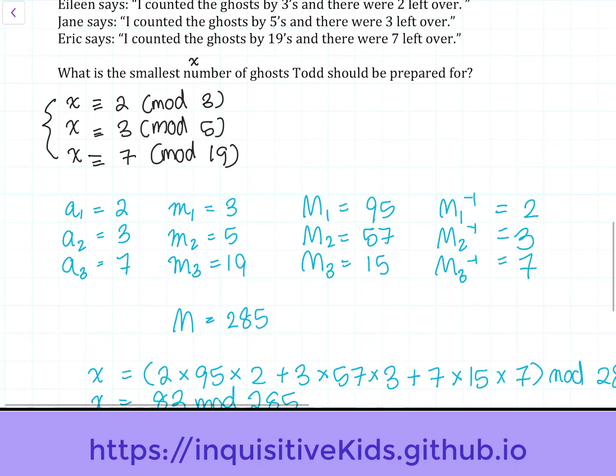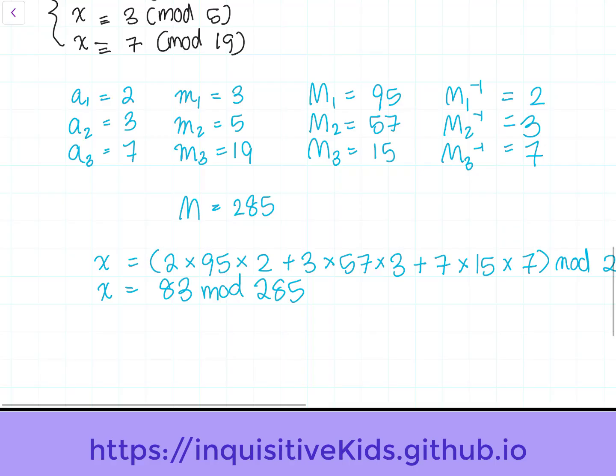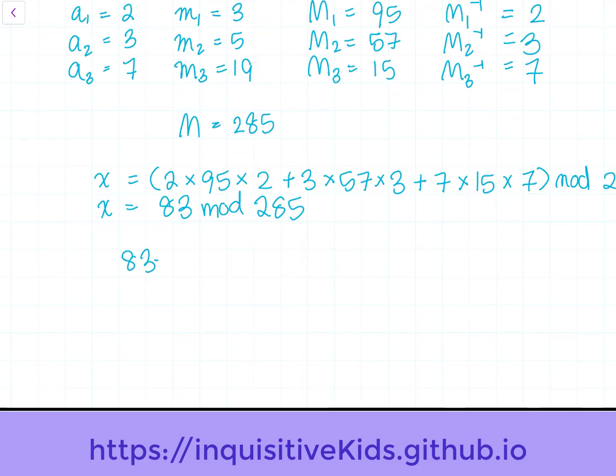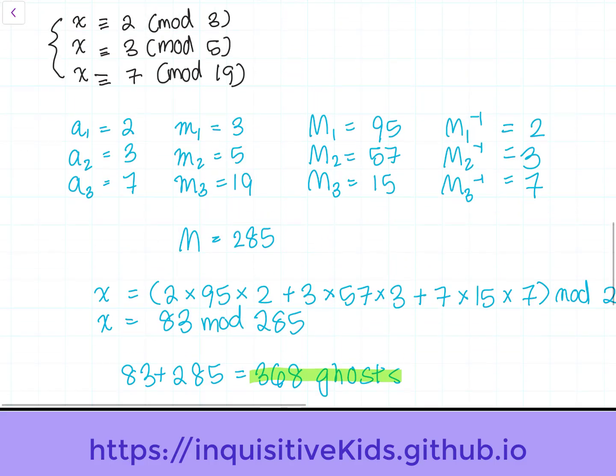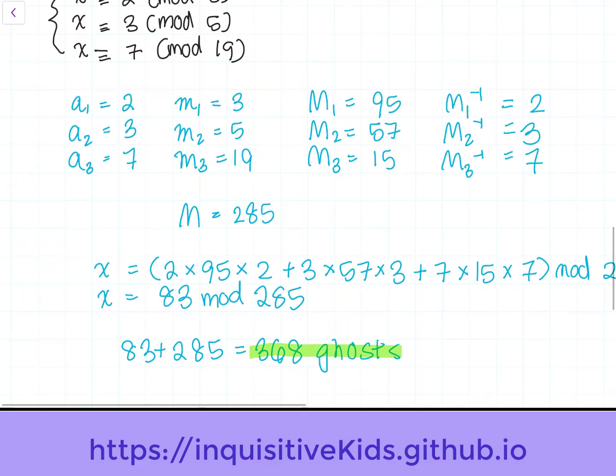Revisiting the question, we see that it's asking for the smallest number of ghosts that Todd should be prepared for. So what is the smallest number of ghosts that he should be prepared for? Adding 83 and 285 together, we have 368. So the final answer would be 368 ghosts. That is the minimum value of x that will make this true. And if you want, you could go back and verify it.